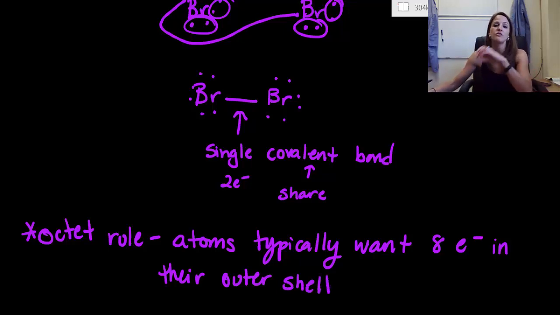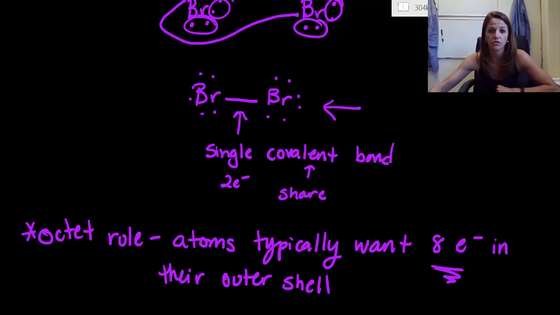Every time you draw a Lewis structure, you must go back and check to make sure you have obeyed the Octet Rule. So let's look back at this structure. Each one wants 8 electrons. We'll start with the bromine on the right and count. 1, 2, 3, 4, 5, 6, and then a bond has 2, so you have 7 and 8. This bromine obeys the Octet Rule.